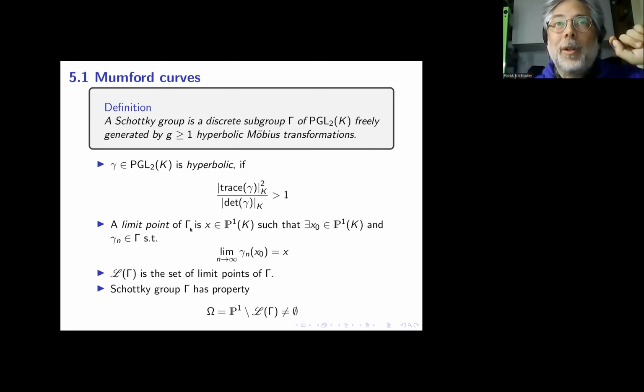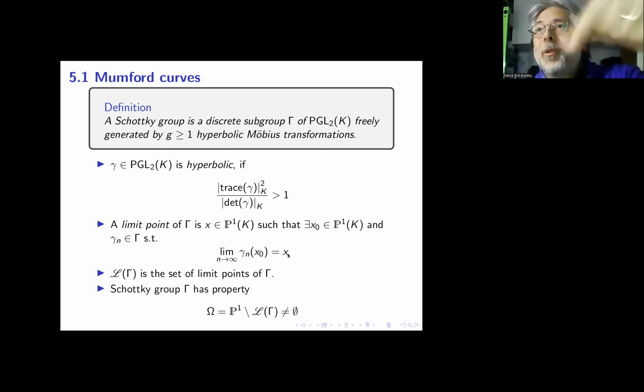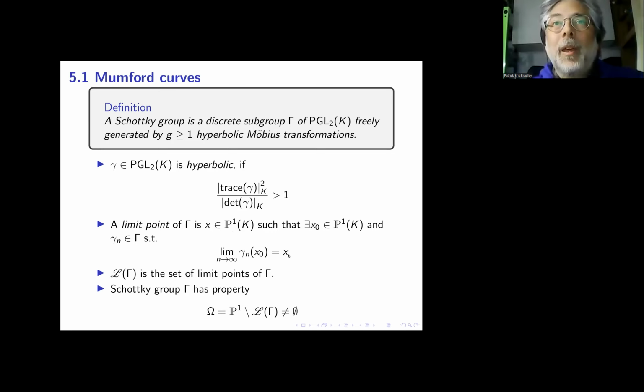A limit point of the group gamma is a point x in the projective line, in the k-rational points of the projective line, such that there's another point x0 and a sequence of group elements such that these group elements transport x0 closer and closer to x. And you say L of gamma is the set of limit points of the group gamma.